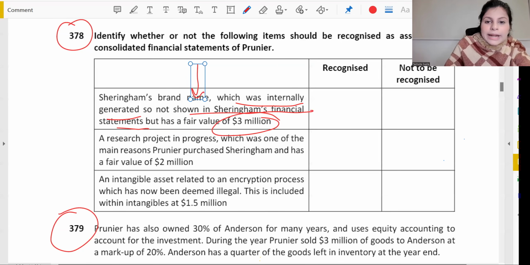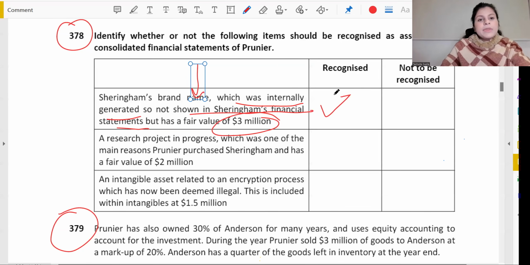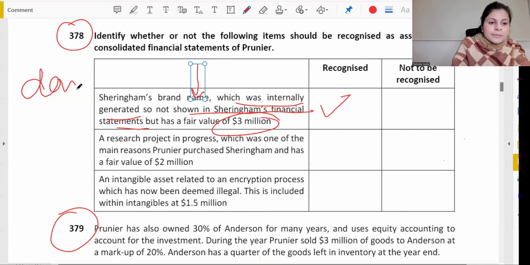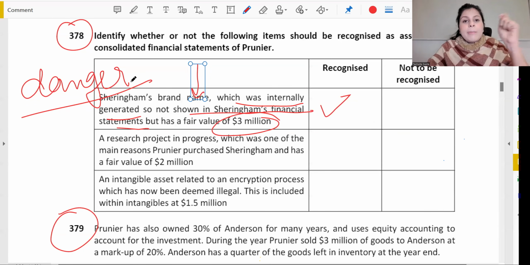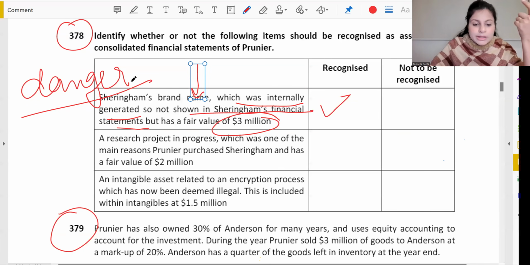We do recognize it. Very good. So the students who studied from me, they know it's a danger item. Why is it a danger item? Upon consolidation, when you acquire a subsidiary, let me explain this to you. When I acquire a subsidiary, I am getting into a long-term partnership with this company. I'm going to be with this company forever. I don't have a plan to sell this company.